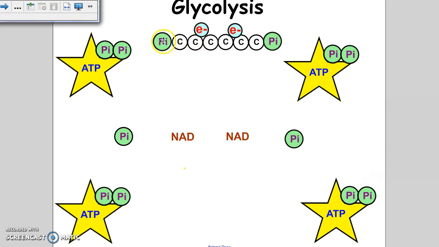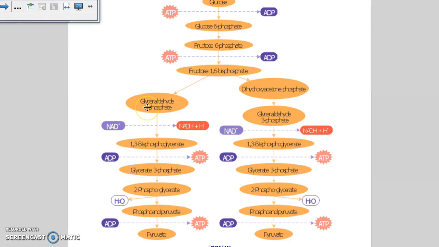We've got 6 carbons that make up the glucose. And what happens is an ATP molecule is used to attach a phosphate to the sugar, and another ATP molecule is used to attach another phosphate to the sugar. If you go back to this diagram right here, this happens at reaction number 1, or step number 1, and it happens at step number 3 right there. So you can see ATP becoming ADP. And then glucose becomes glucose 6-phosphate, and then fructose 6-phosphate becomes fructose 1,6-bisphosphate. It's called 1,6-bisphosphate because it got 2 phosphates.